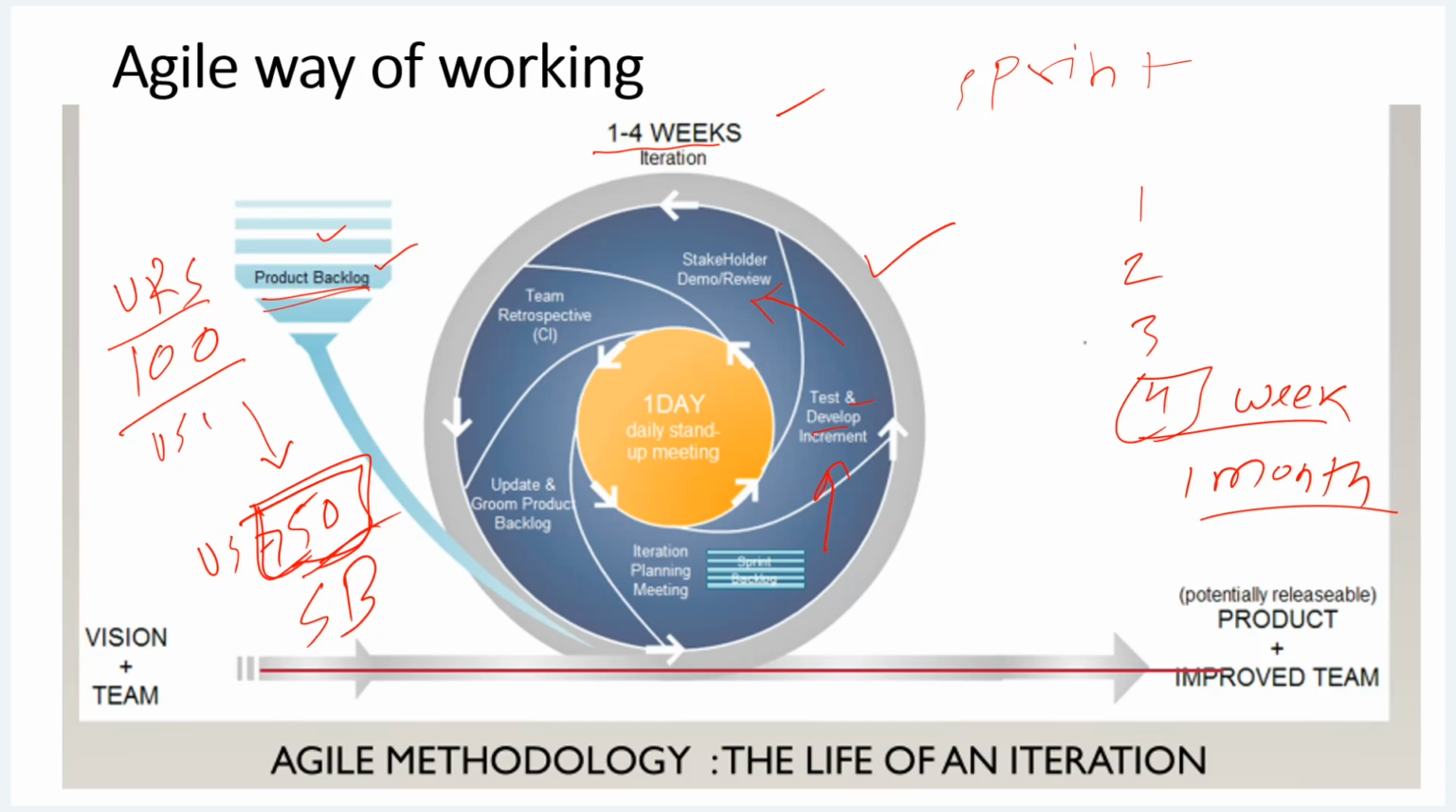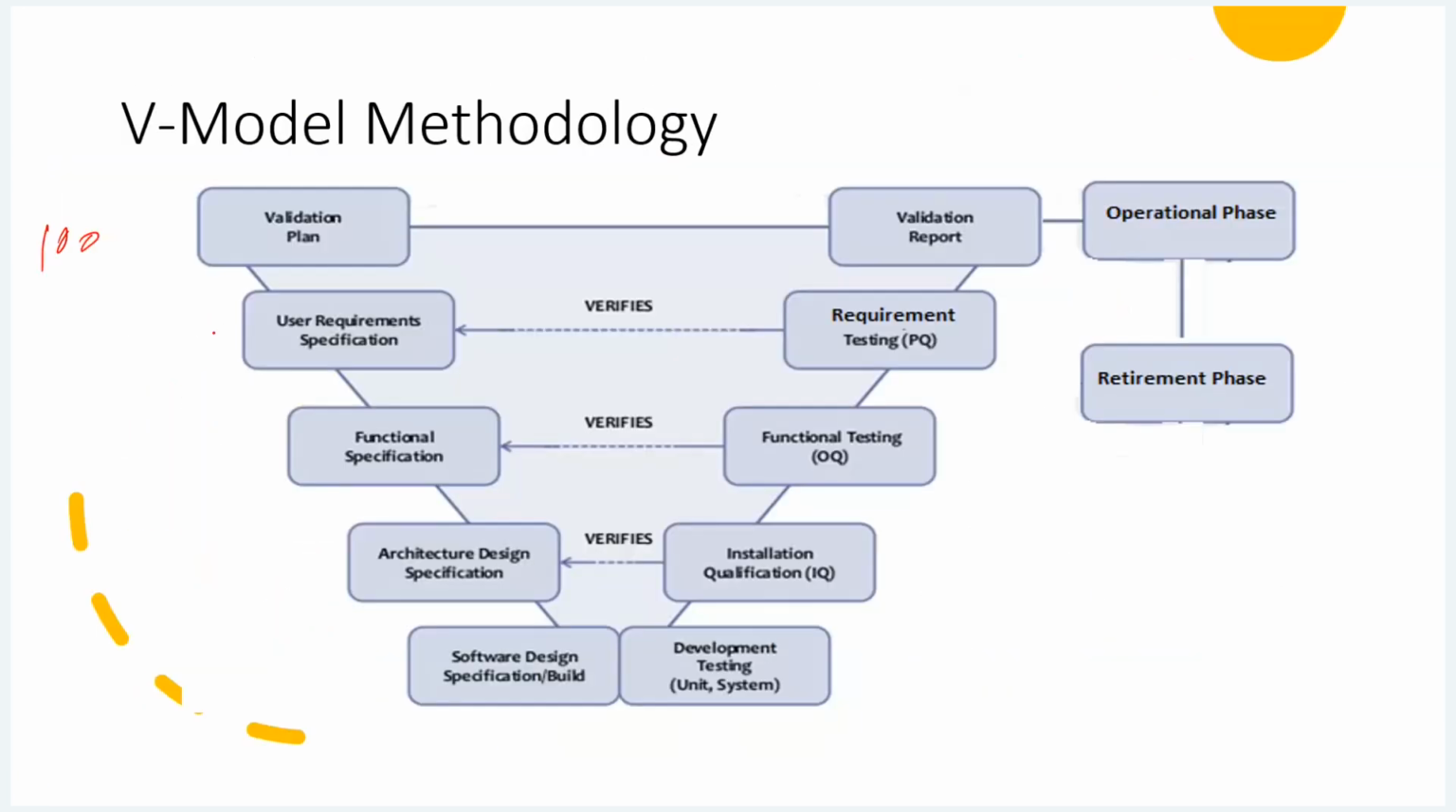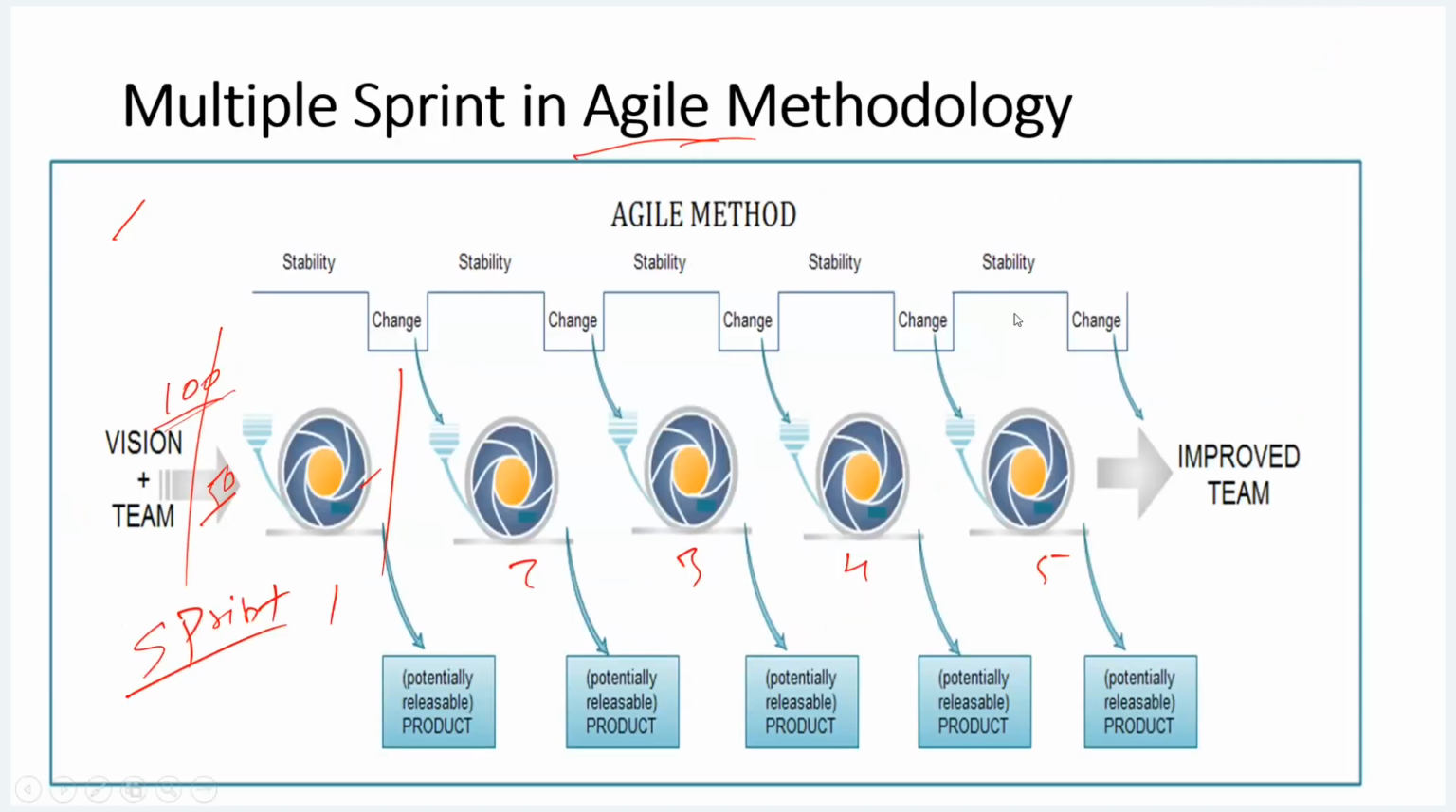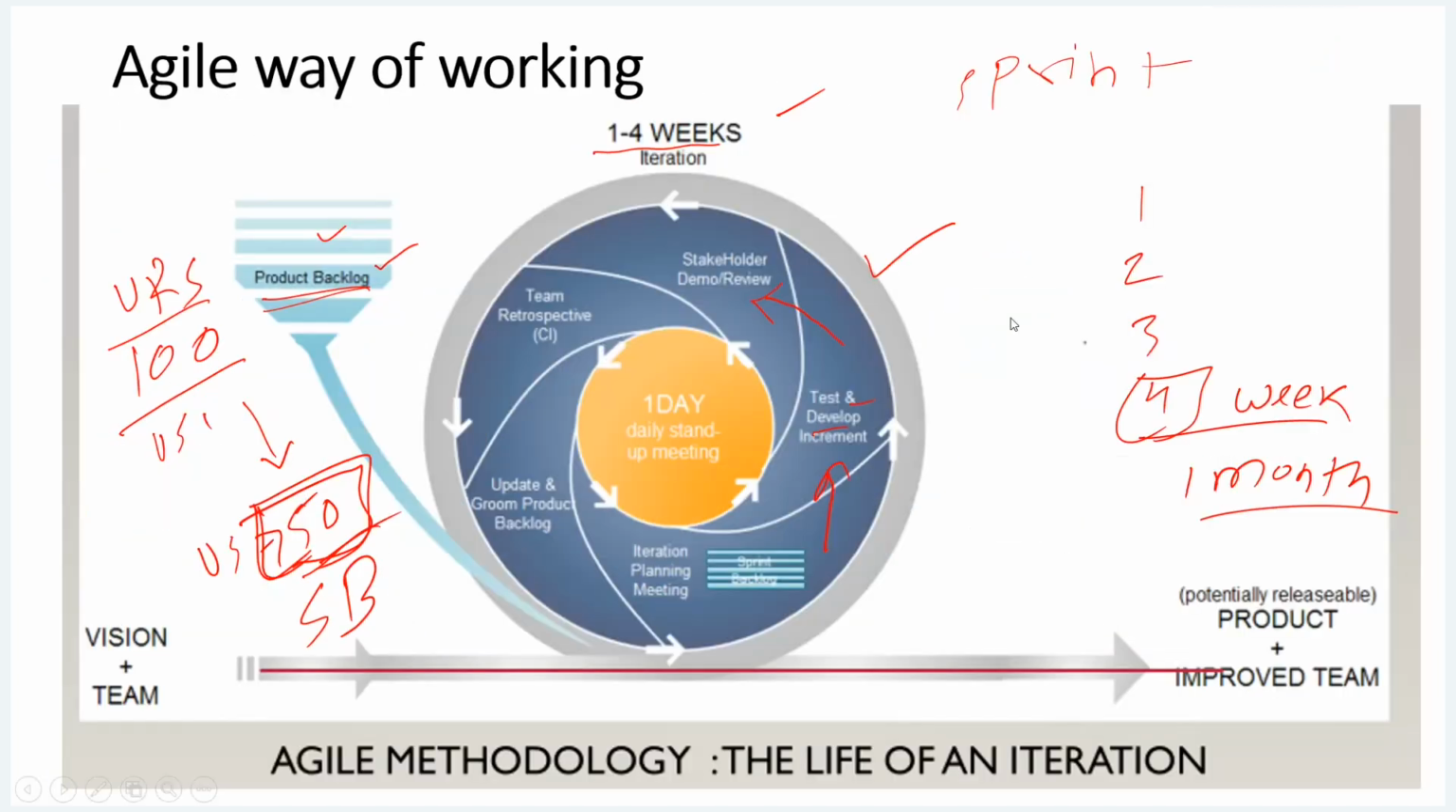So here customer involvement is more as compared to the V model. In the V model, the customer writes the requirement and performs the PQ. Lastly, he is involved at the end, after 6 months or after 8 months. But in this agile model, he is involved in every cycle so that he can see your software and have hands-on experience with it. Based on the customer feedback, you can update your product backlog. Product backlog means you can update your requirements.